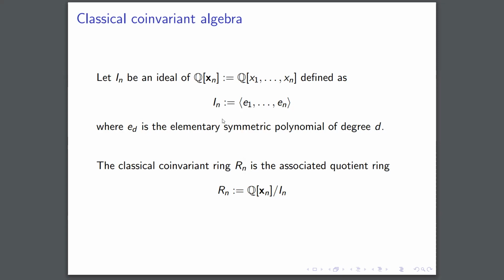But notice that there is an action on this Q[x1..xn]. This action is by permuting the subscripts. For instance, the 1-2 transposition acts on Q[x1..xn] by swapping x1 and x2. Since this In is Sn invariant, we can say this Rn is a graded Sn module.